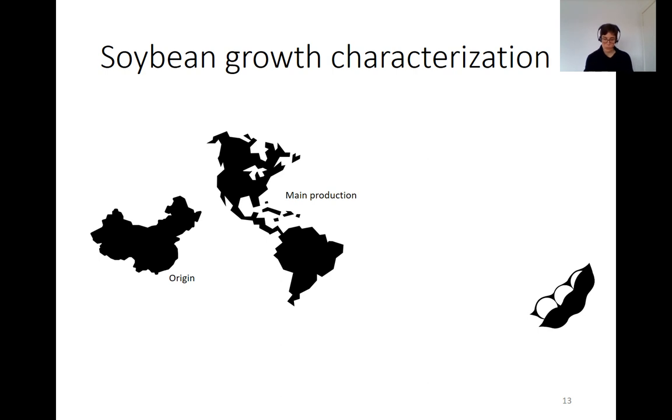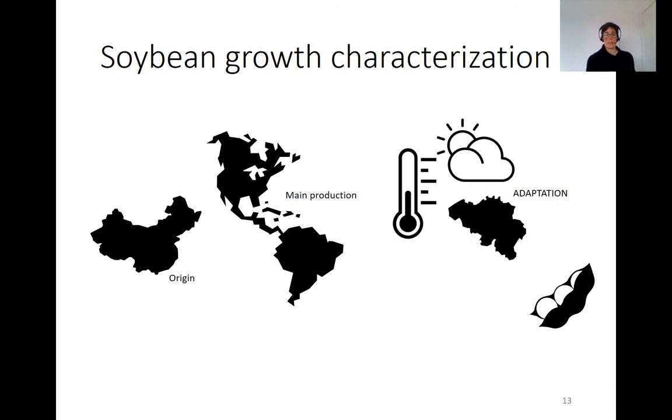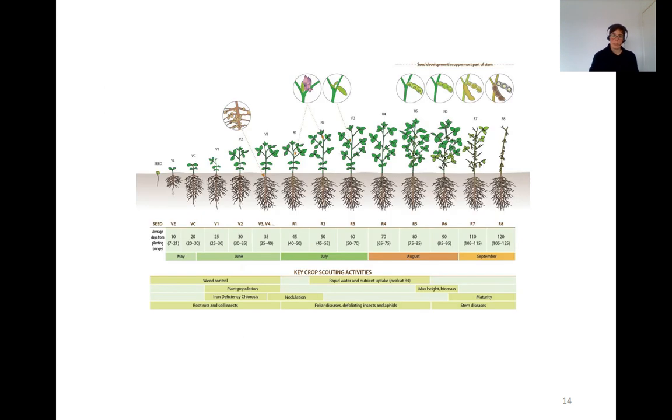Just as a short introduction, soybean originated in China and now the main production is in America. What we want to achieve is the adaptation to our Belgian climate. And how is this done? The breeders evaluate the crop, or the different genotypes, along the growing season. They look at the emergence, so how well the crop established at the beginning of the season, then how fast the crop covered the soil, and also, for example, they score maturity, so when the maturity stage is achieved. So we want to do something similar, but with imagery.